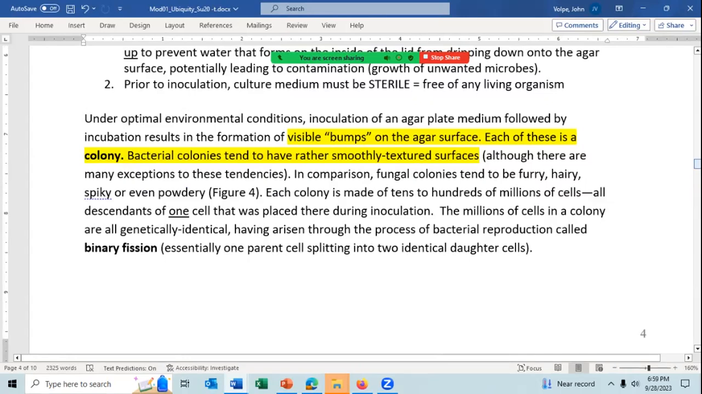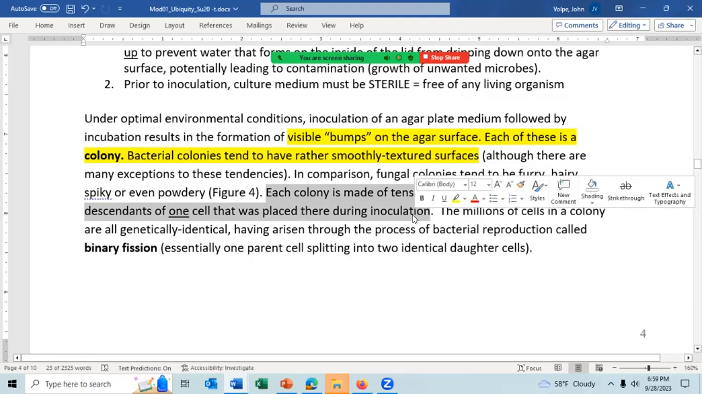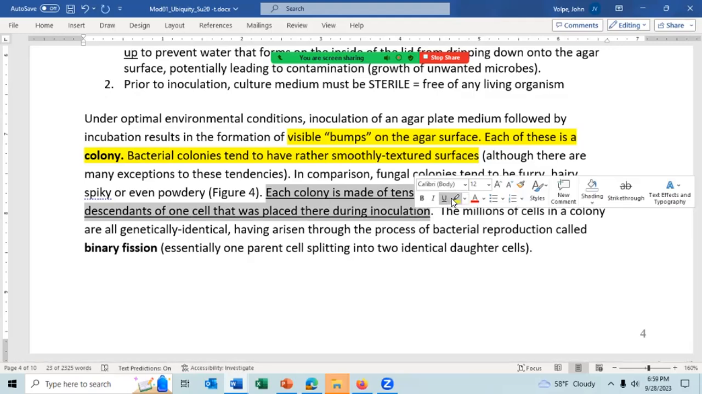All right, so when we're talking about colonies, you should realize that each colony is made up of tens to hundreds of millions of cells. Each colony may have been a descendant of one cell or a clump of cells that was placed there during inoculation.